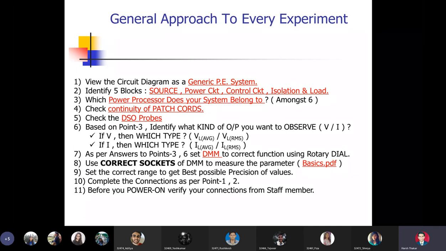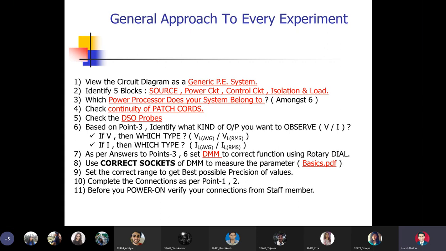The reason is that if you have connected the DMM in an incorrect way, you do not end up damaging the instrument. Actually, it is not possible to damage the kit because we are performing all power electronics experiments on a low voltage. We are performing all experiments, whether input is AC or DC, on low voltage levels.